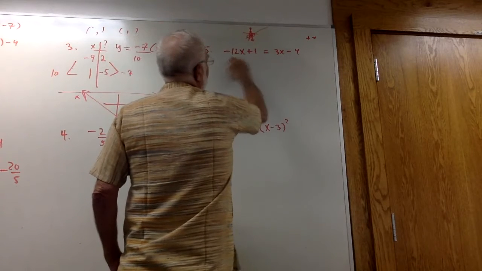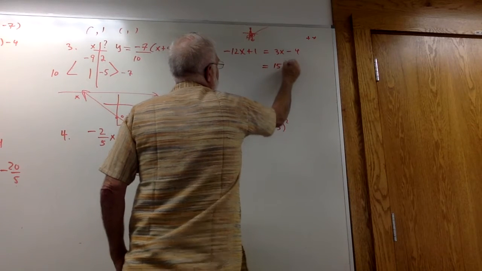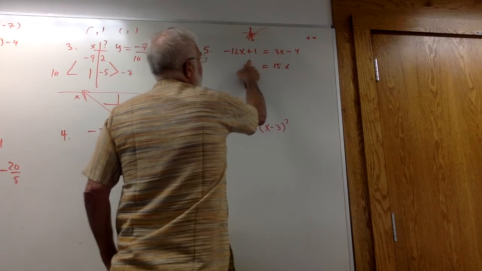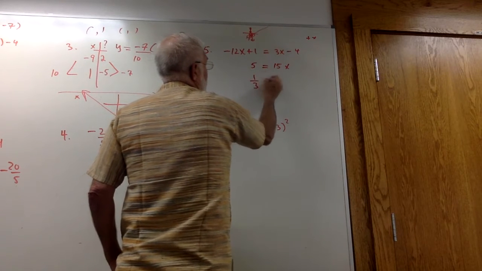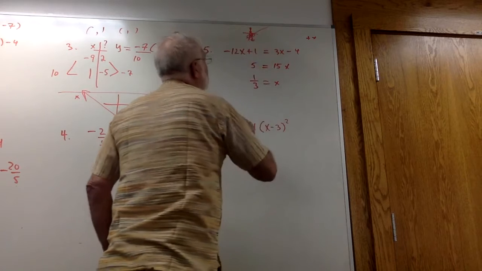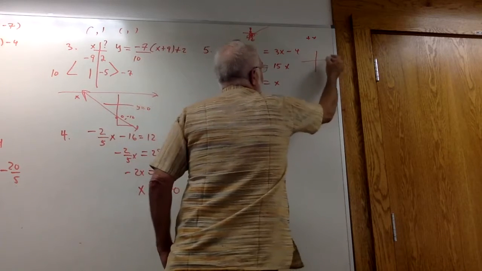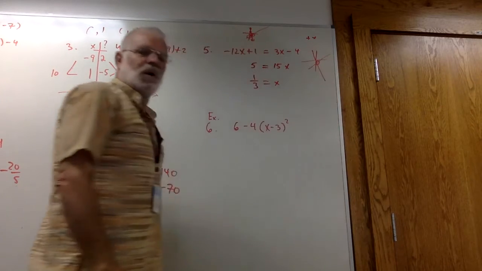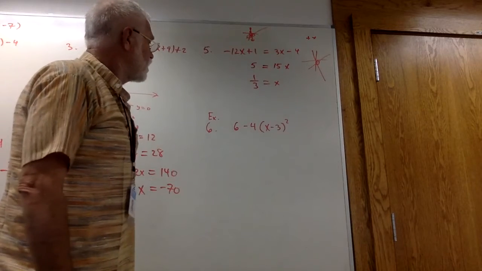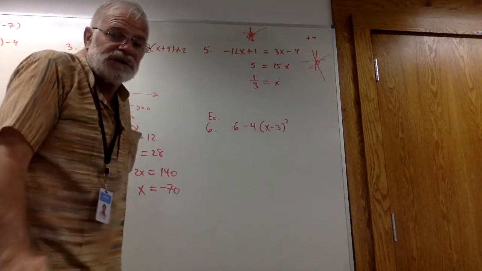I'll bring the minus 12x to the other side, so that's 15x. I'll add 4 to this side. That's 5, and it looks like it's a 30. Yeah, it was in the prettier picture here. We can see that it's positive and it's small for x's. Just because it's a test, you want to make sure you're right.